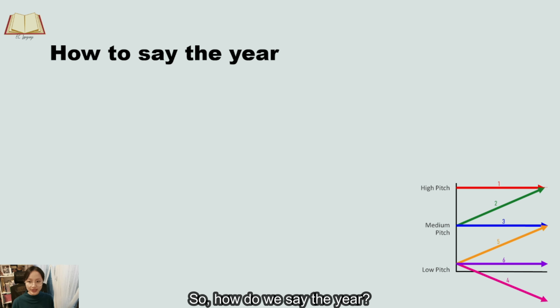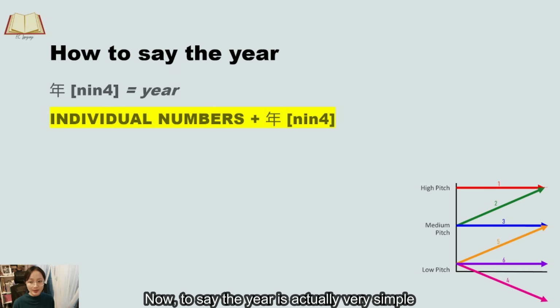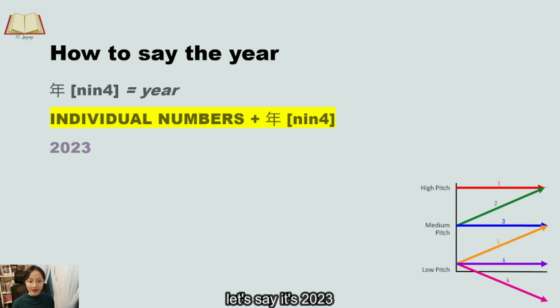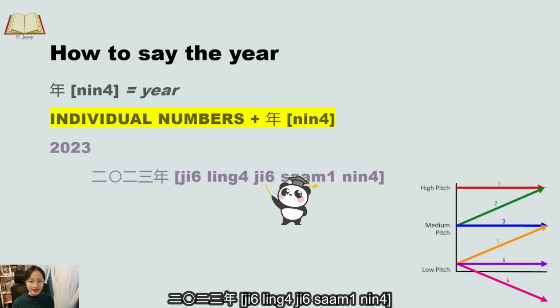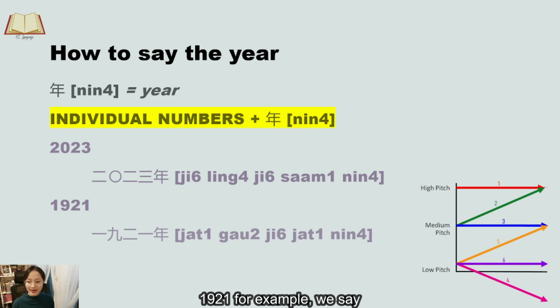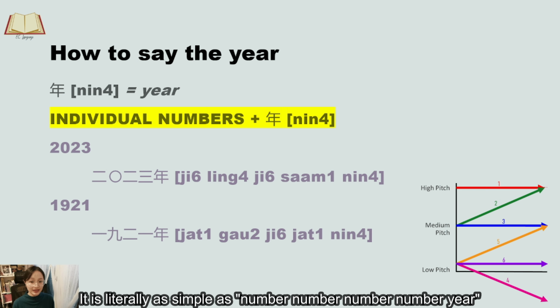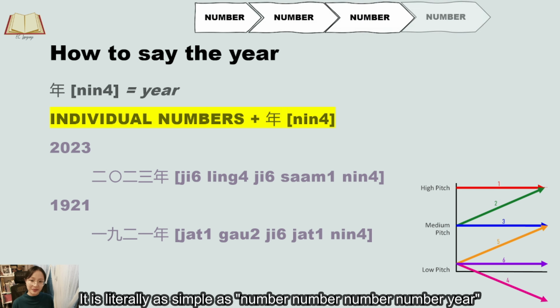It's actually very simple. You need one very important word, which is the word for year, and of course you need to know how to count. Now, to say the year is actually very simple. All you need to do is say each individual number that makes up the year plus the word year. So for example, let's say it's 2023. In Chinese, we say this, 2023年, literally 2023 year. 1921, for example, we say 1921年, 1921 year, or the year of 1921. It is literally as simple as number, year.